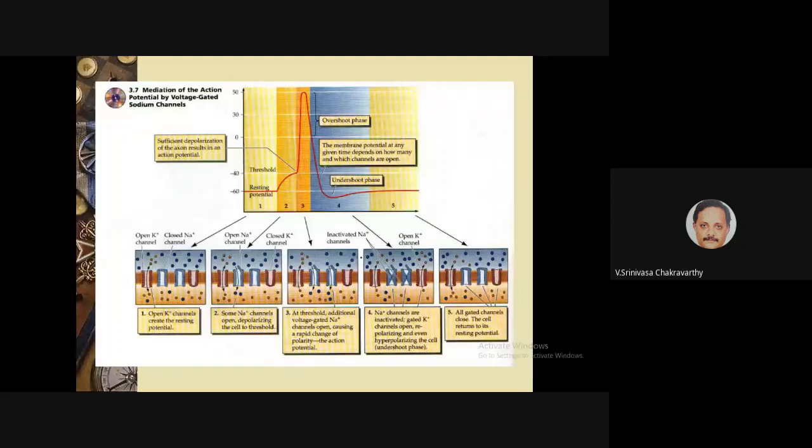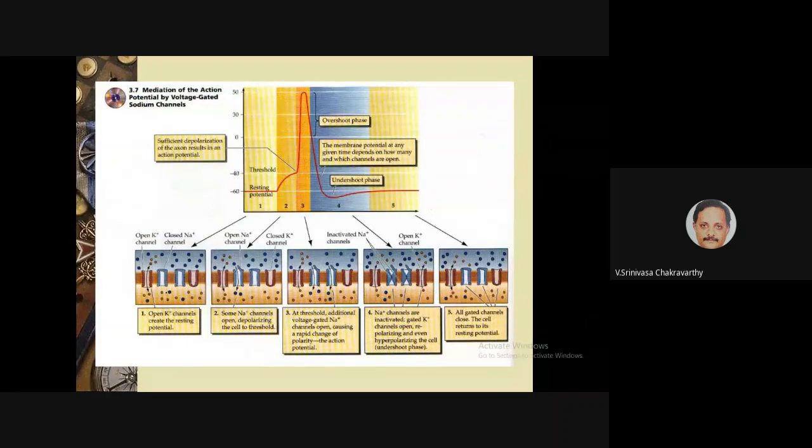Okay, so just to recap, what all happens when the action potential is generated. Initially, when you inject some current, that opens sodium channels, right? That will make sure sodium ions go from outside to inside, right? That will increase the membrane voltage. That will open more sodium channels.